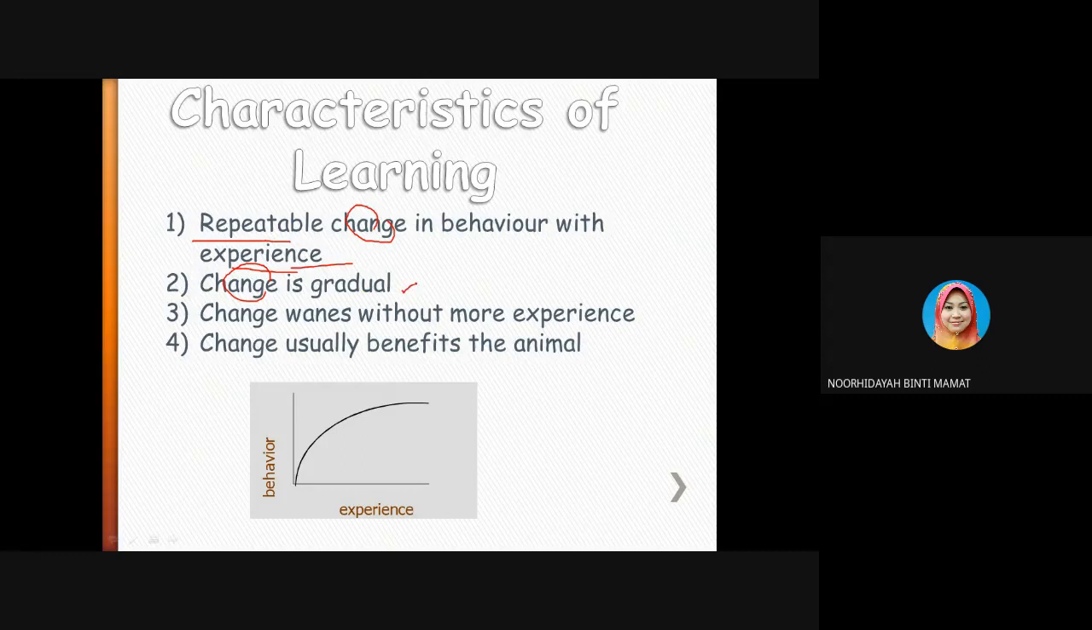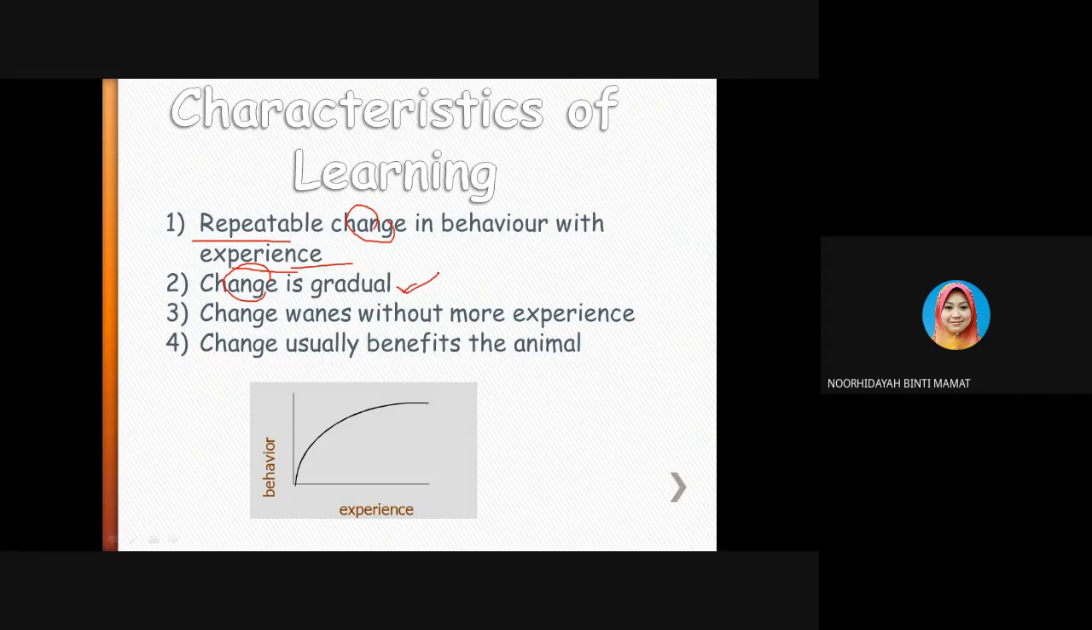Gradual, like beransur-ansur. They don't do the behavior perfectly the first time, because that is the learning process. So the characteristic of learning behavior is that the change is gradual. They don't do the perfect behavior at the first attempts.